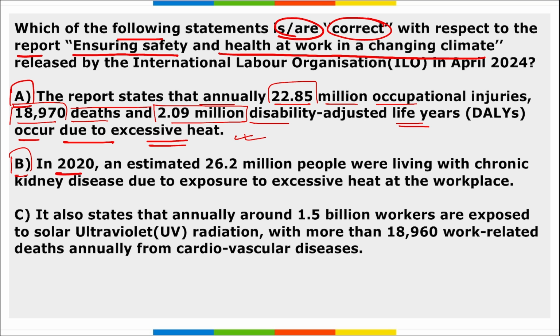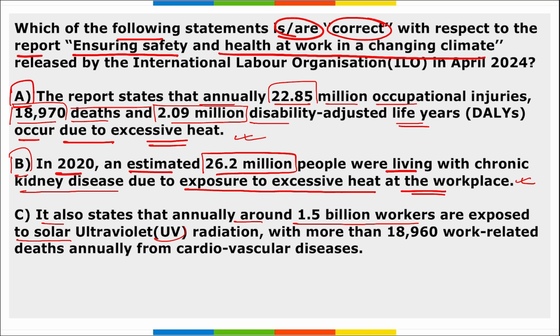B is saying in 2020 an estimated 26.2 million people were living with chronic kidney disease due to exposure to excessive heat at the workplace. Absolutely right. But option C is saying that it also states that annually around 1.5 billion workers are exposed to solar ultraviolet radiations, with more than 18,960 work-related deaths annually from cardiovascular disease. So remember, this report actually stated that around 1.6 billion workers are exposed to solar ultraviolet radiation.